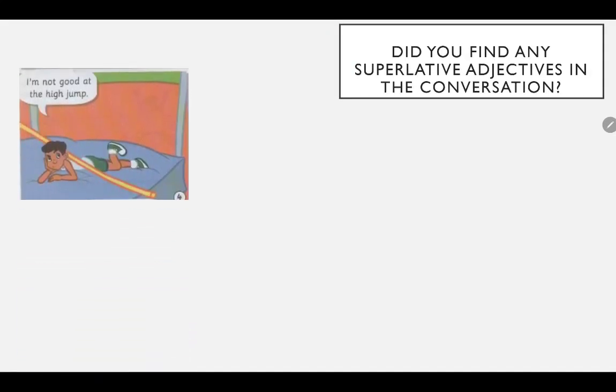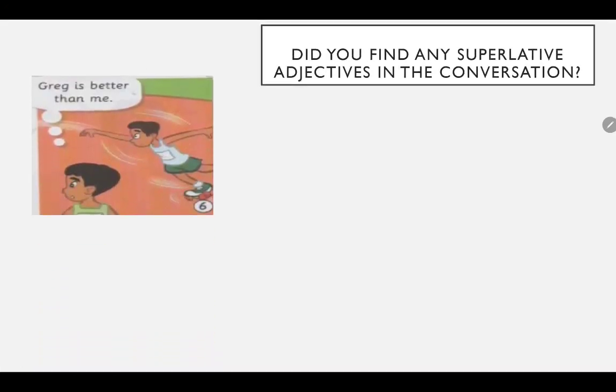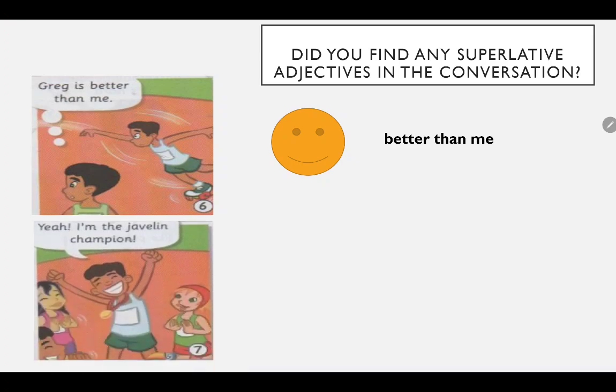Next. I'm not good at the high jump. Do you find anything? No. Next. Carlos is the strongest boy in the school. Yes, we have. It is the strongest boy. The strongest. Next. Greg is better than me. Yes, we have. Better than. Yeah, I'm the javelin champion. Did you find anything? No.